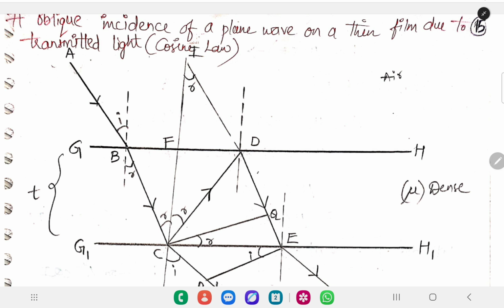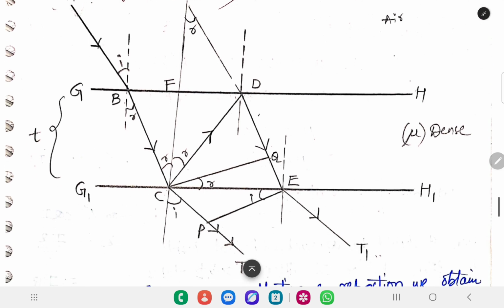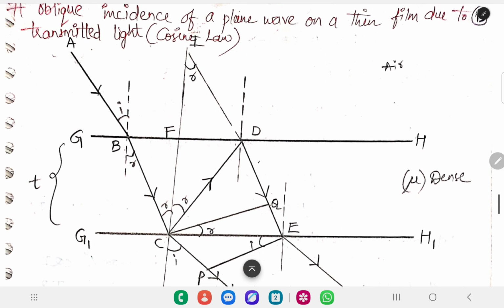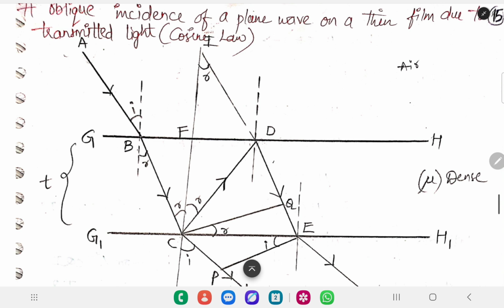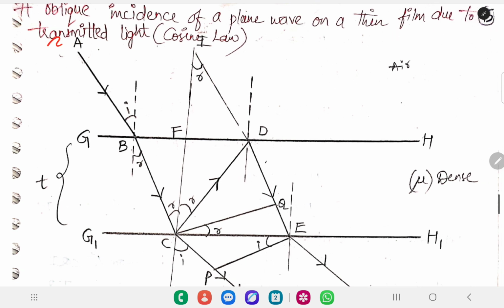Now you can see the diagram over here. I'll explain the diagram so you can easily understand the theory. Here we have reflections and refractions, and two transmitted rays. Till here we have seen reflected light; this is for transmitted light. In the previous video we discussed oblique incidence of a plane wave on a thin film due to reflected light, and this video is of transmitted light.